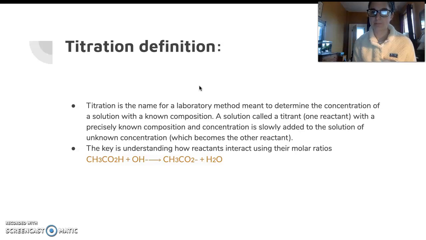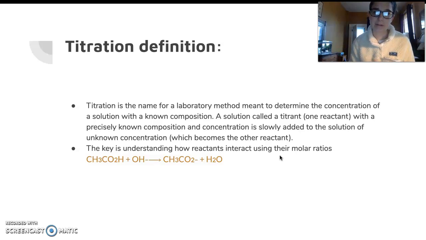its pH. Then we have a solution called a titrant, which we know pretty much all the information about that we can. We know its pH, we know its concentration, so we know everything we can about the titrant usually, and we're using that information to figure out more information about the analyte, what we are analyzing. And then we also need to understand the molar ratios of how our titrant and analyte are going to react.